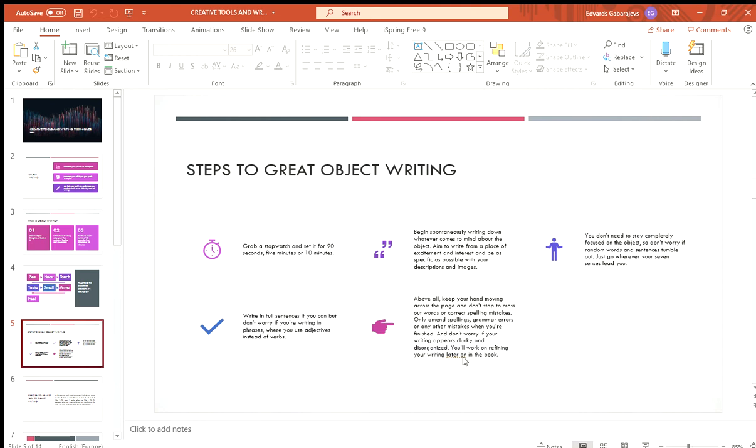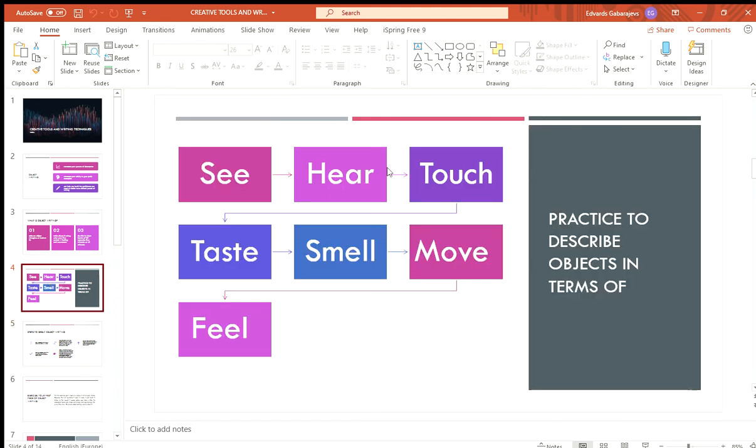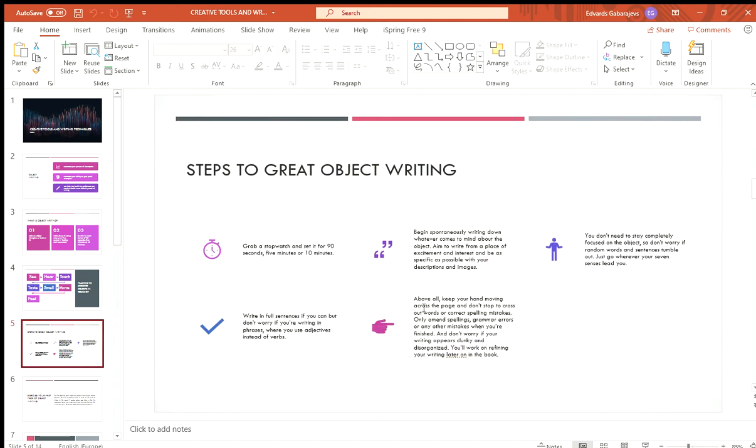Right, so some steps. You take a stopwatch to measure time. On top of your paper, you can write these perspectives. I call them perspectives, under which we look at the object. Then begin spontaneously, write down whatever comes to your mind. You don't need to stay completely focused. Don't worry if you go in a completely different direction. It can be good.